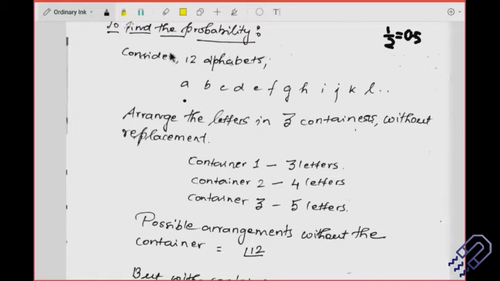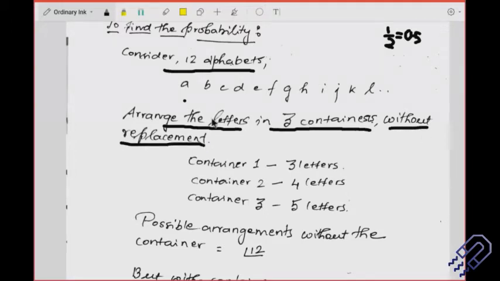Before I begin, let's take this very simple idea: let's consider 12 alphabets. We have A, B, C, D, E, F, G, H, I, J, K, L. Try to understand this logically. We arrange these letters in three containers without replacement. By without replacement, I mean that if I have ABC in one container, the other container cannot have ABC. It will be totally different. So all of them have a unique behavior here.